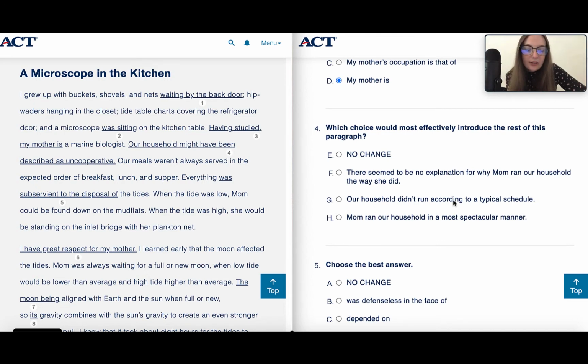G, our household didn't run according to a typical schedule. Sounds reasonable because the mom is always out doing something, so they didn't always operate in a typical fashion. So G looks good. H, mom ran our household in a spectacular manner. There's nothing spectacular about what she's doing here. It just is her job. So it's got to be choice G then.